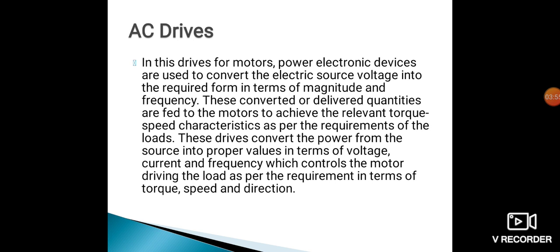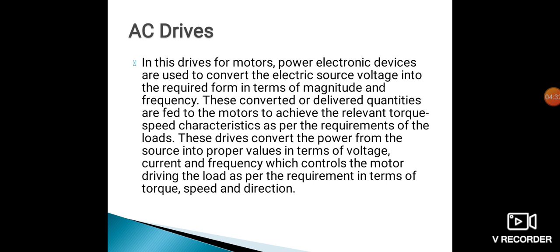Next is AC drives. The schematic diagram of an AC drive can be drawn using components called power processor, controller, sensors, motors and main power controller.